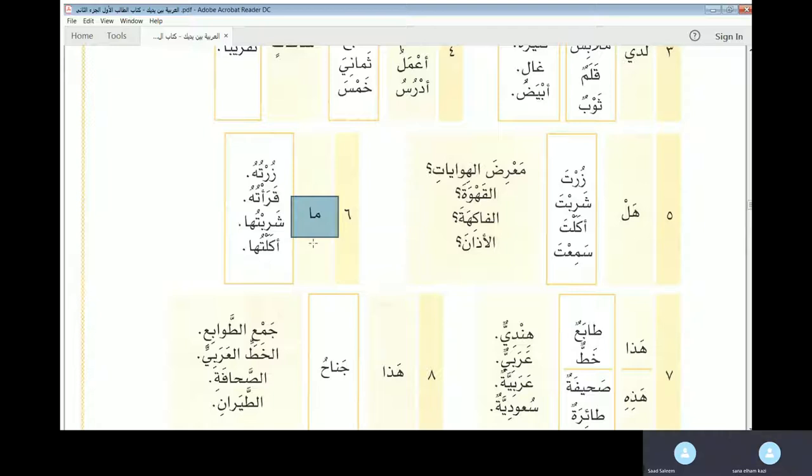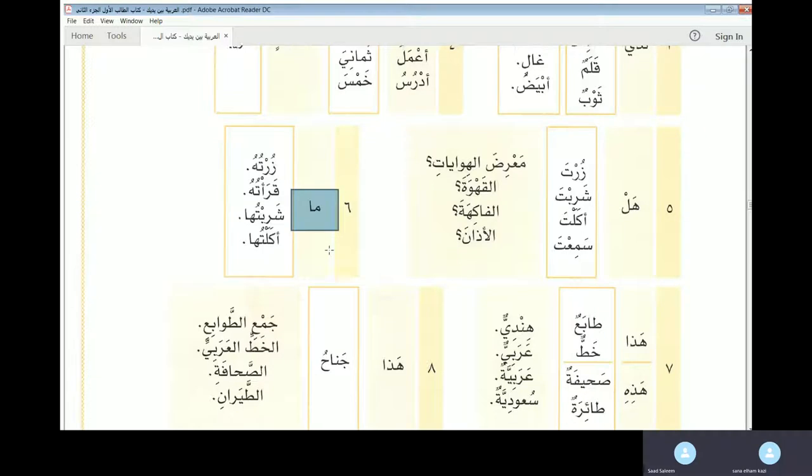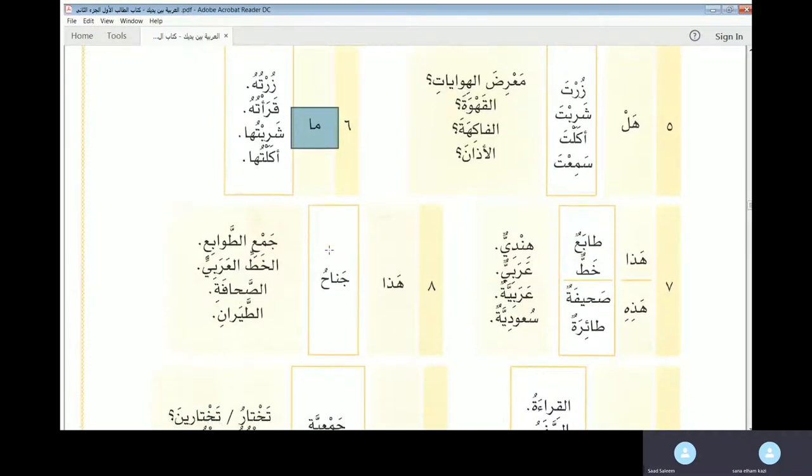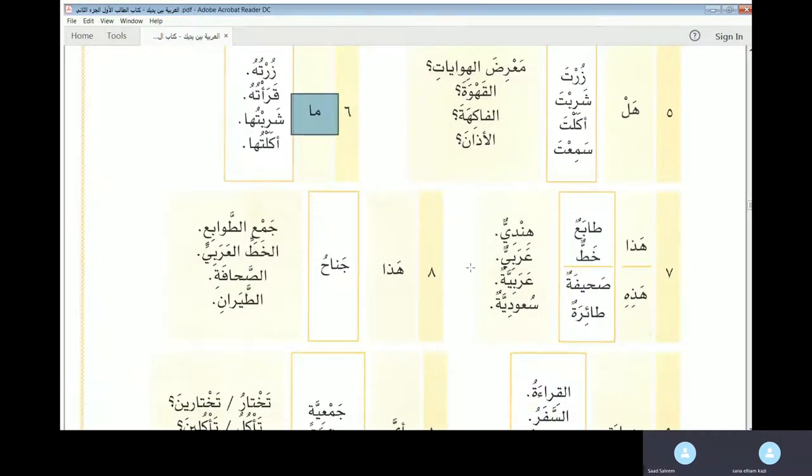ما زرته. I didn't visit it. ما قرأته. I didn't read it. ما شربتها. I didn't drink it. ما أكلتها. I didn't eat it.